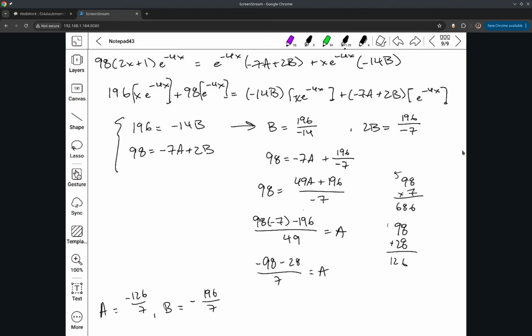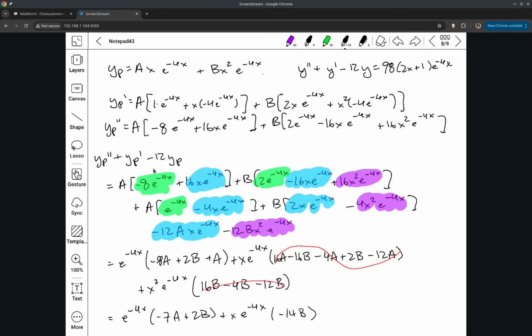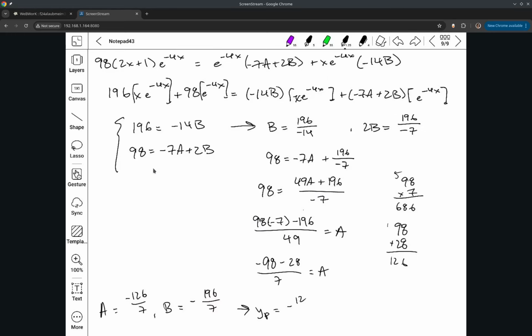Well, that's what I got algebraically. And I'm going to go try plugging that in. Remember, I had a times x. So that's minus 126 over 7, x e to minus 4x plus b. So minus 196 over 7, x squared e to minus 4x.